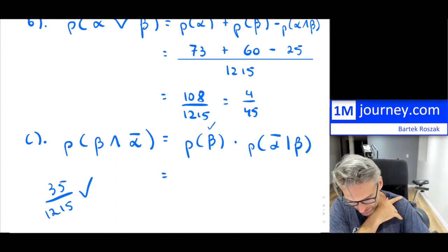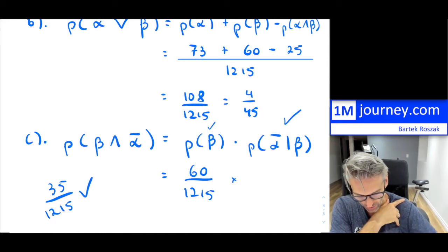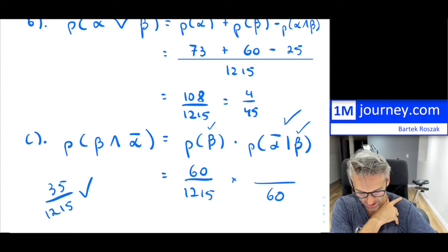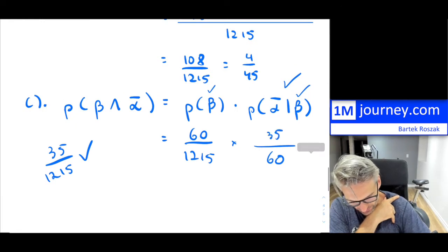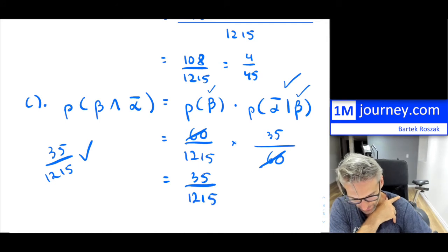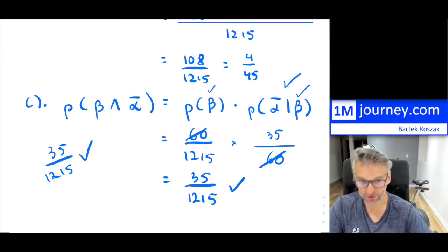So the probability of beta, I think this was 60 over 1215, multiplied by this conditional probability, given beta, so that means this is over 60, because we know that there's only 60 with beta, and not having alpha, so that means it's all of these guys right there. So this would have been 35, and notice these cancel and you get exactly the same thing. A little bit more work, and again, you can reduce this if you like. Okay, so that would have been part C.